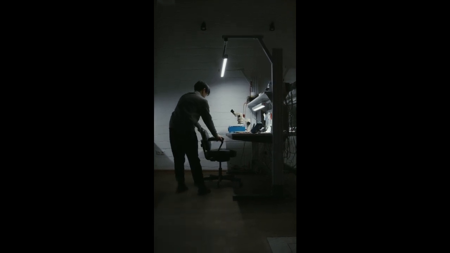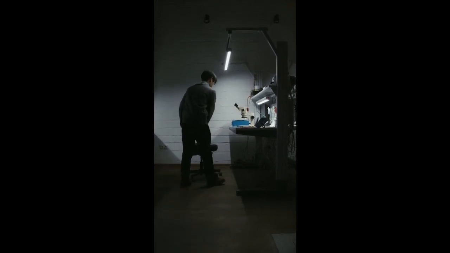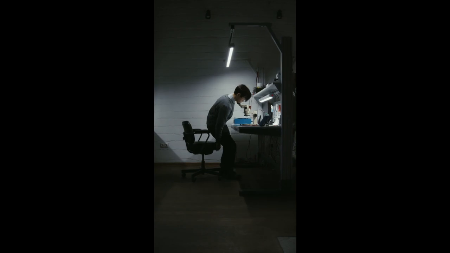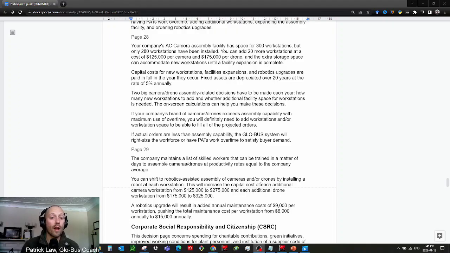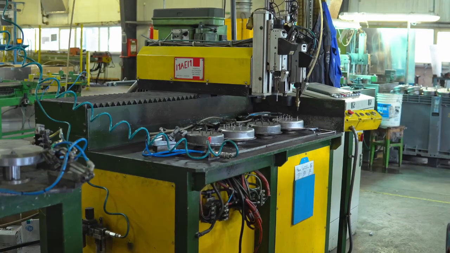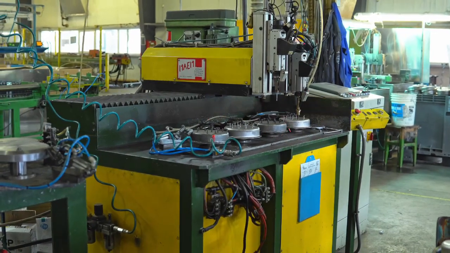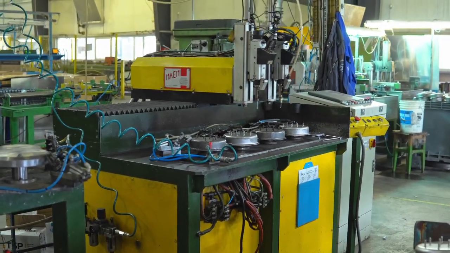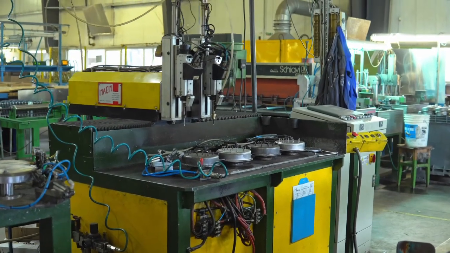If actual orders are less than assembly capability, the system will right-size the workforce or have PATs work overtime to satisfy buyer demand. The company maintains a list of skilled workers that can be trained in a matter of days to assemble cameras, drones at productivity rates equal to the company average. You can shift to robotics-assisted assembly of cameras and/or drones by installing a robot at each workstation.